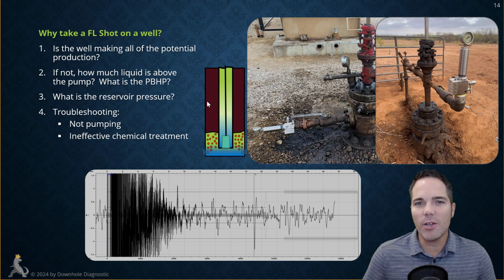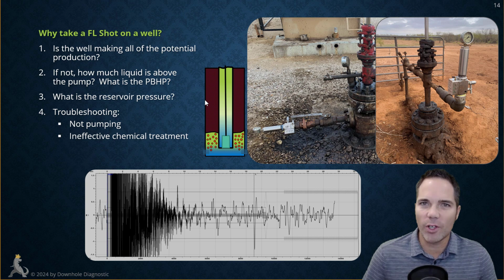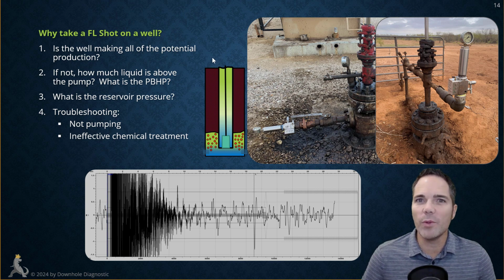Or you might find that you have a huge pad of fluid here on the backside, and maybe you need more flush volume when it comes to your truck treating, or you need some more fluid from your slipstream to help carry that chemical down through the large pad of fluid. So it can be helpful when it comes to troubleshooting ineffective chemical treatment as well.